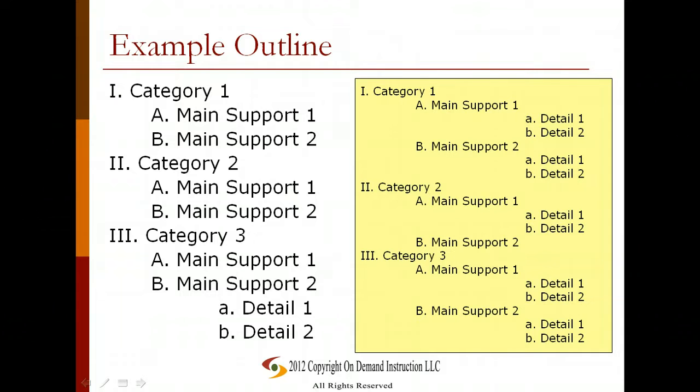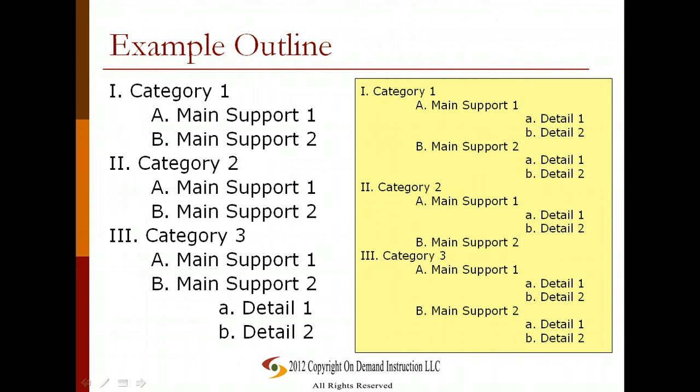Here's an example of an outline skeleton. This is what it would look like before the specific information is added in. Here we can see that our categories are broken down with Roman numerals. Underneath of that, we have our main support, and underneath our main support we have our details. In an outline, you never have a single item, so you would never have one category or one main support or one detail. You always have to have a minimum of 2. There must be balance within the outline, and that's one of the requirements.